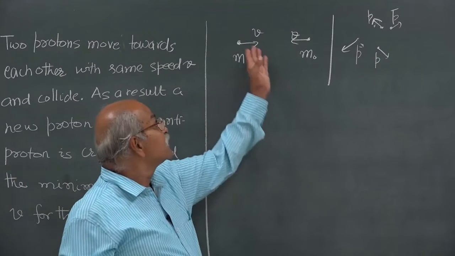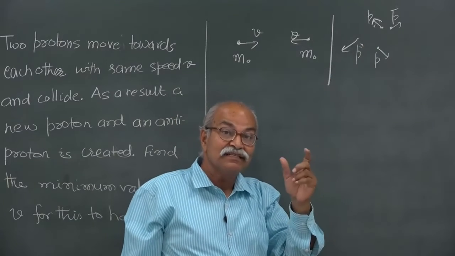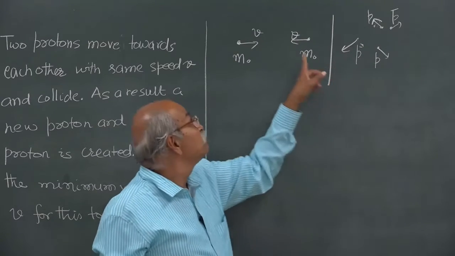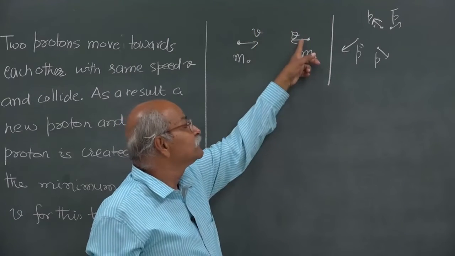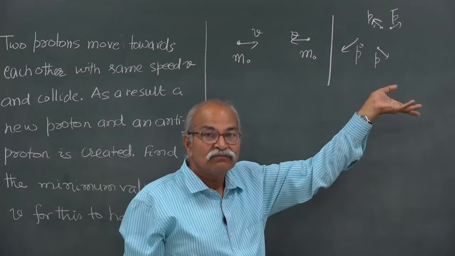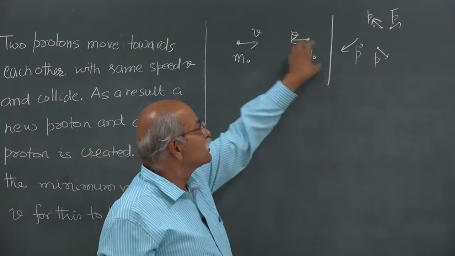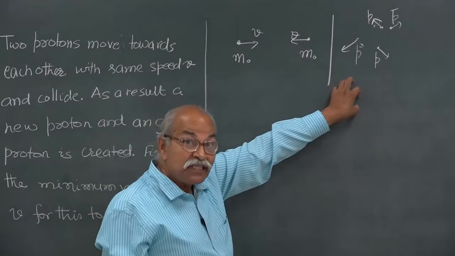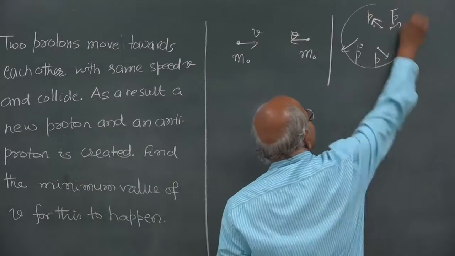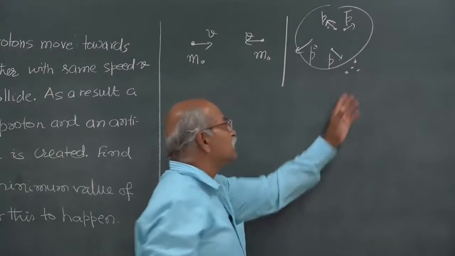So, the kinetic energy here and the kinetic energy here, the difference is creating this new rest mass. Therefore, if you want the minimum value of this V, then the kinetic energy here should be minimum, should be 0, so that this entire kinetic energy is converted into rest mass, and that is possible. All the 4 particles at rest.